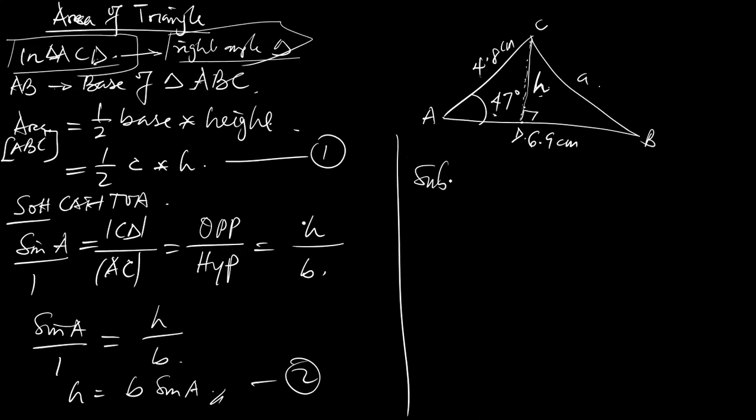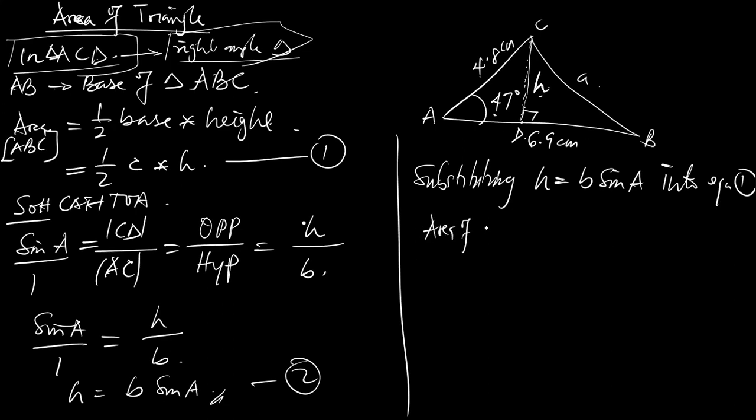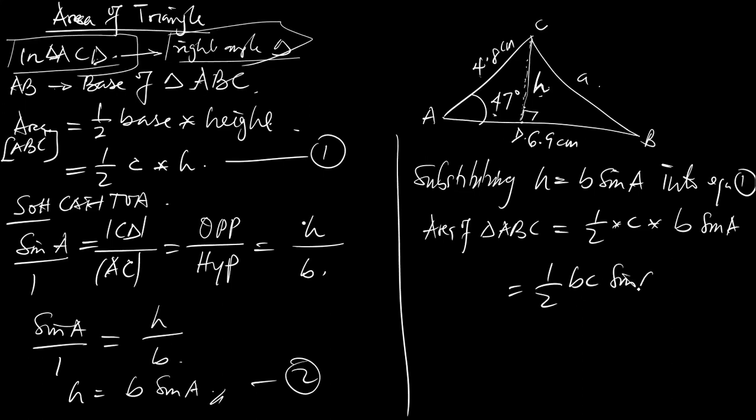Now, substituting h equal to b sine A into equation 1, you have the area of triangle ABC equal to half c times b sine A. So this is the same thing as saying half bc sine A.